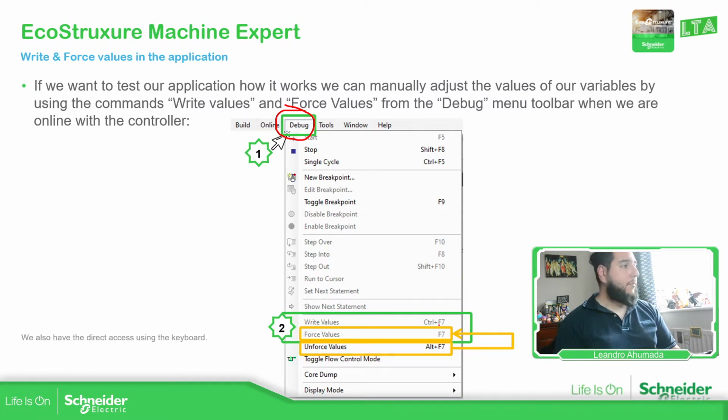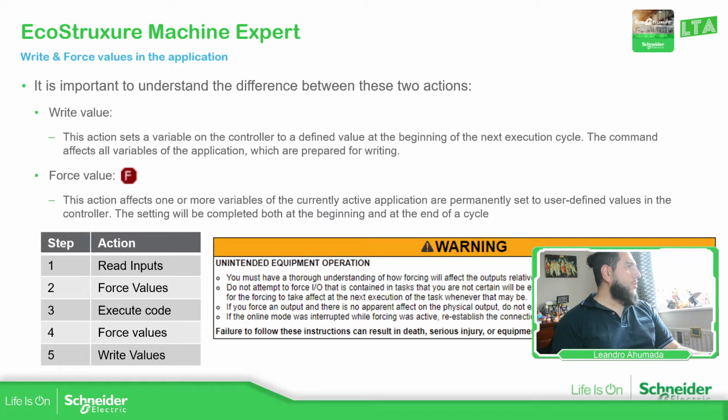You see the Control F7 and F7, and once you force the value, you have the possibility to unforce it using Alt F7. That's the main thing that you need to know, and you can force any of the internal variables that you have in the controller. So let's go to the presentation here, this part.